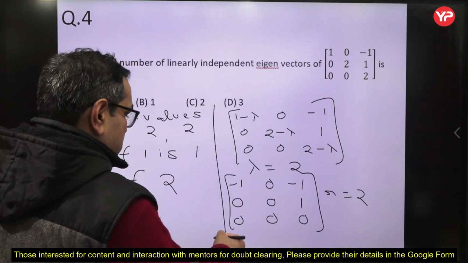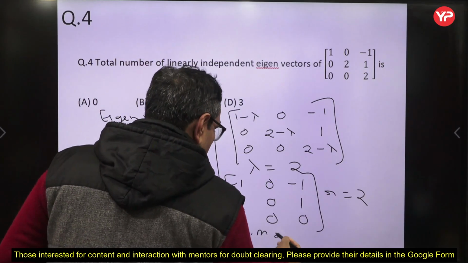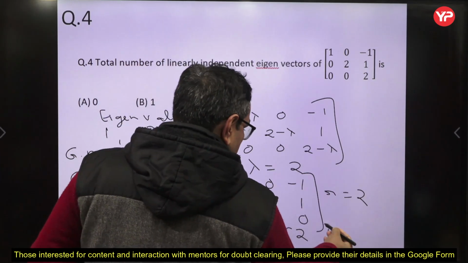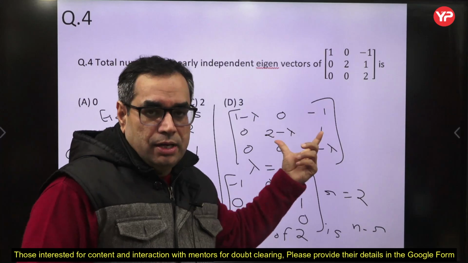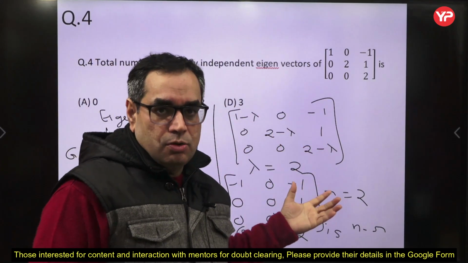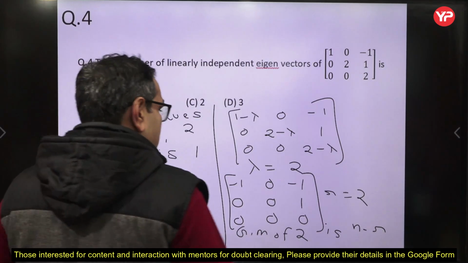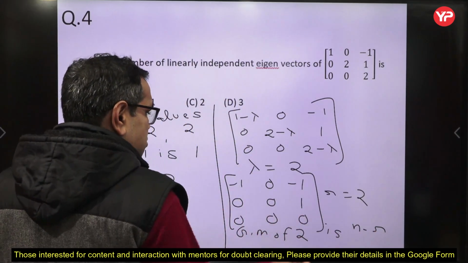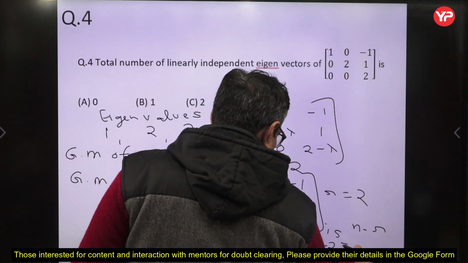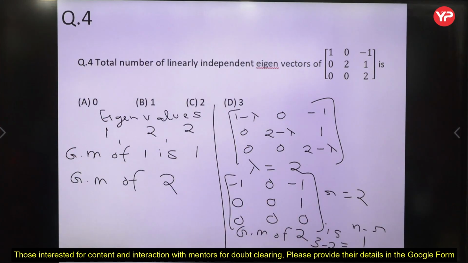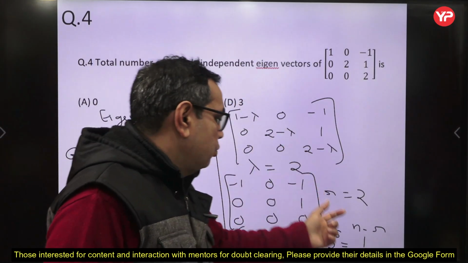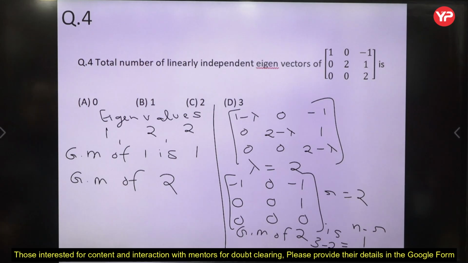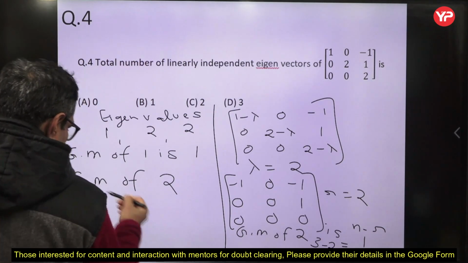Now the GM, geometric multiplicity of this eigenvalue 2 is n minus R. Remember this formula, where n is the order of this matrix and R is the rank of the matrix. Okay, so the order is 3 and R is 2, right? So 3 minus 2 equal to 1. So the GM of this eigenvalue is 1. So it means the total number of linearly independent eigenvectors will be what? The sum of all GMs. So 1 plus 1 equal to 2. So the answer will be C. Okay, 2 will be the right answer.